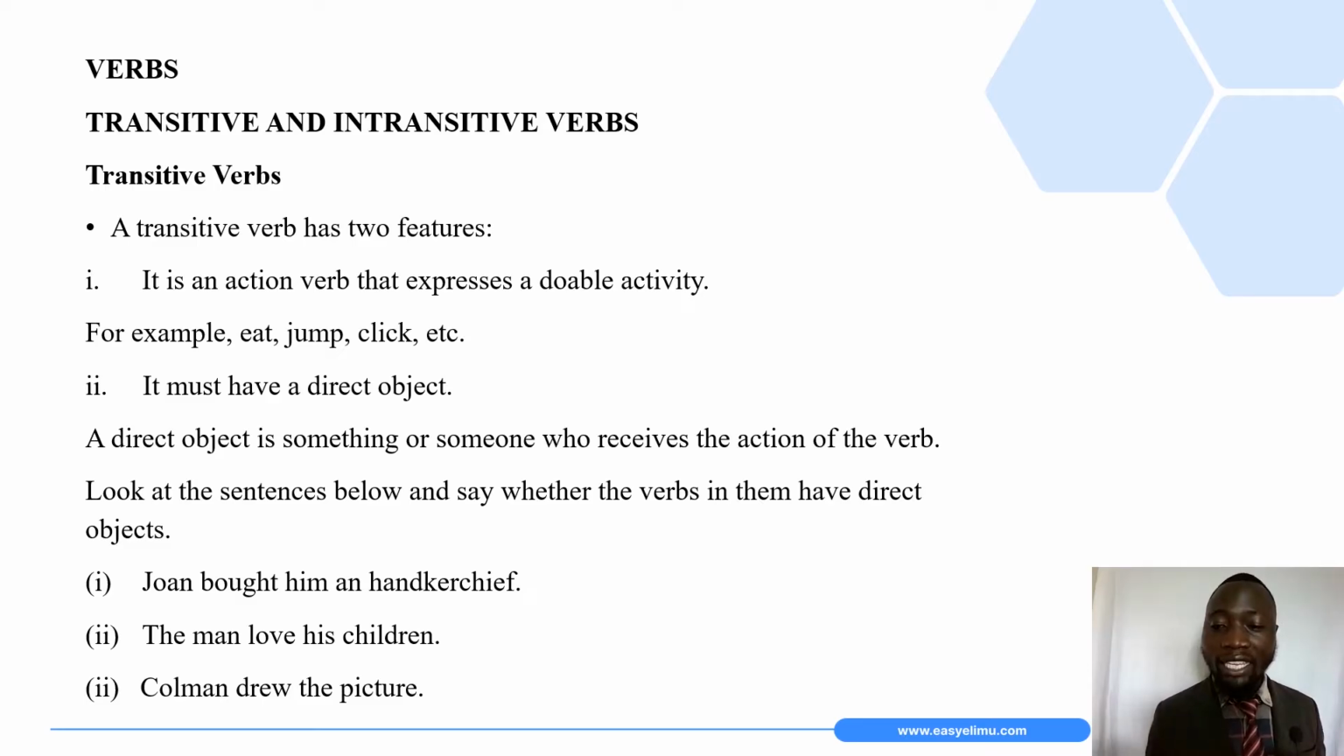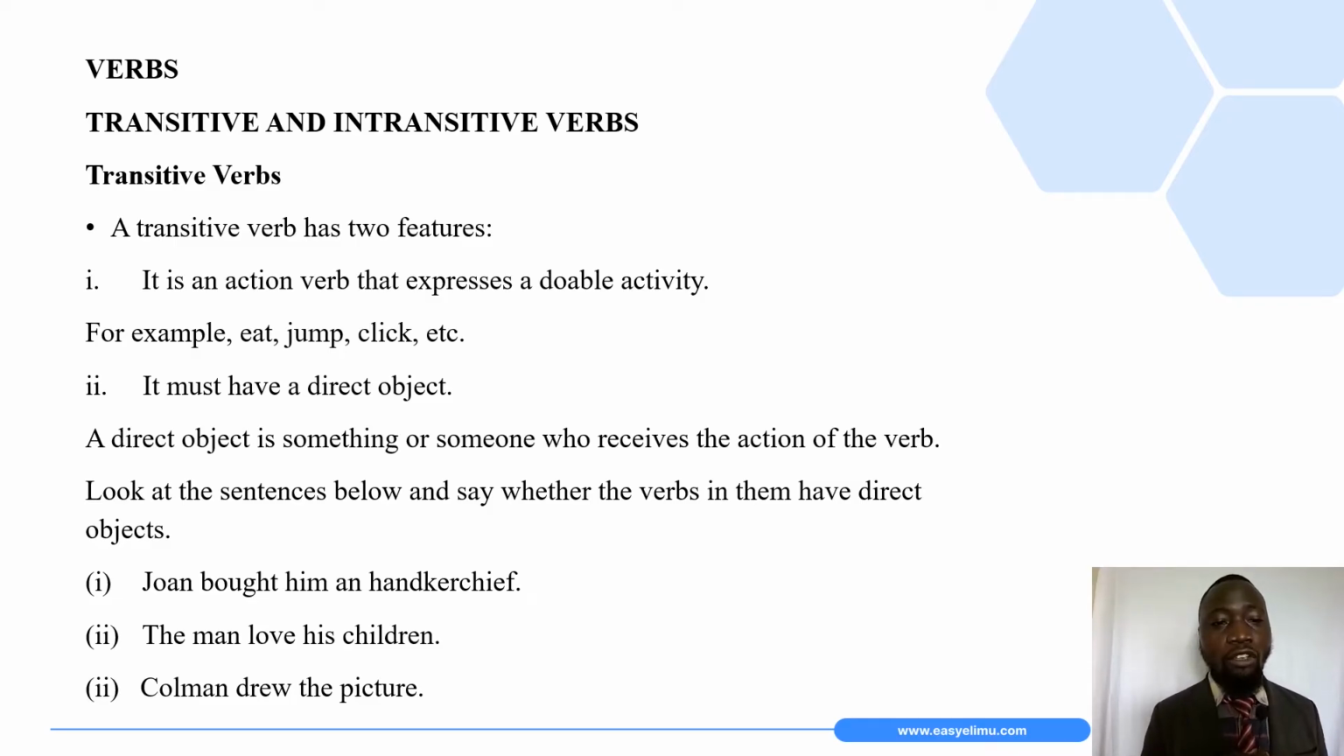Remember, there is a term that we are coming across, that is the word object. An object in English is the receiver of an action. And remember, a subject is the doer. The subject in a sentence is the doer of an action. So the object becomes the receiver. In a nutshell, it is an action verb that expresses a doable activity.